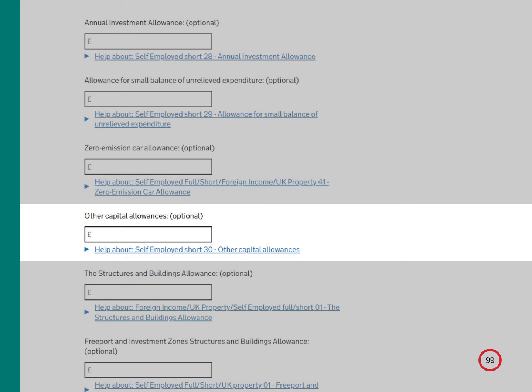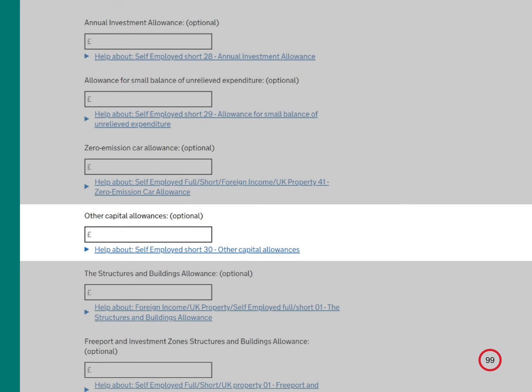So, how you work out and show capital allowances depends on the amount and type of capital expense you had. If you need to claim capital allowances for a car or when you're using traditional accounting, there's lots of help on gov.uk and in the Help About links for each box.